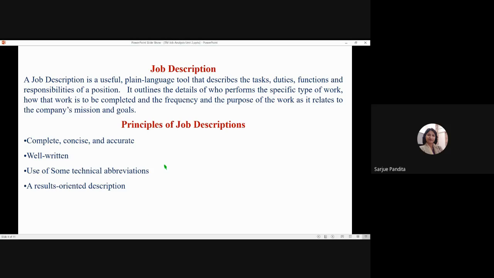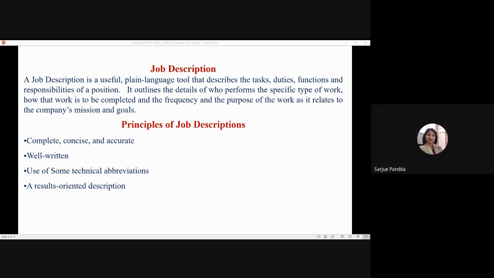job performance. While writing a job description, one must keep certain things in mind. There are basically four principles for writing job descriptions. First, it has to be complete.